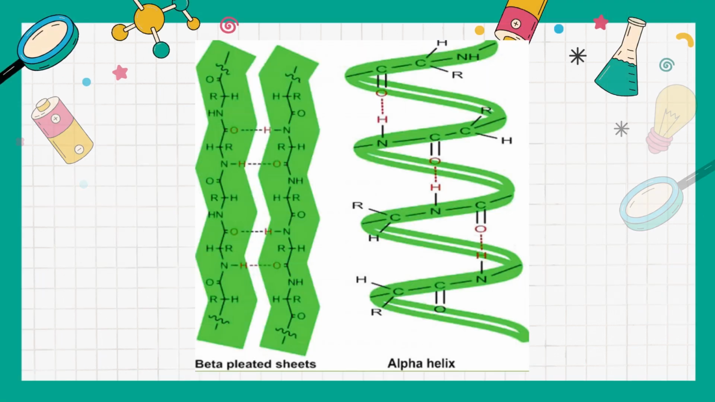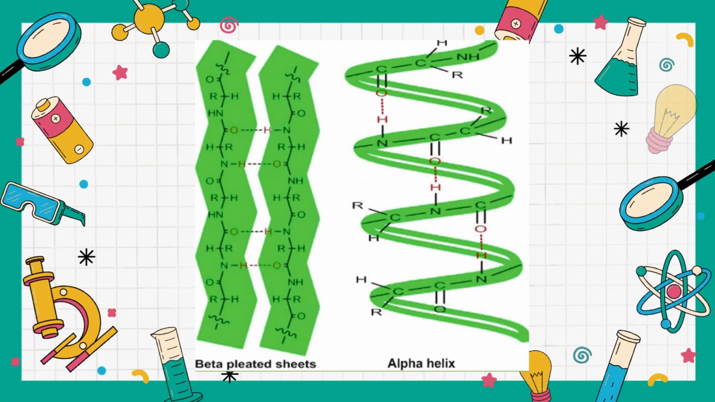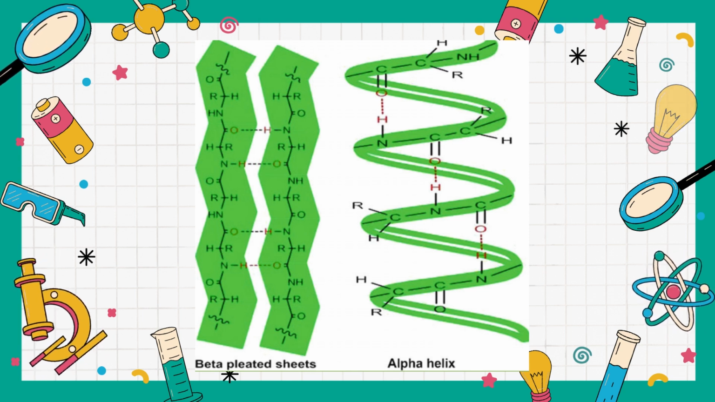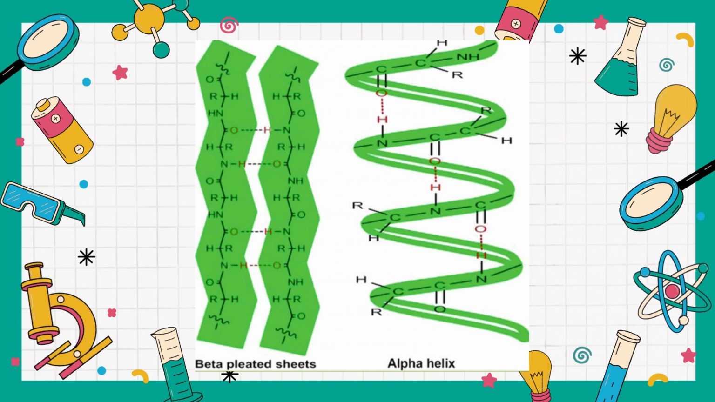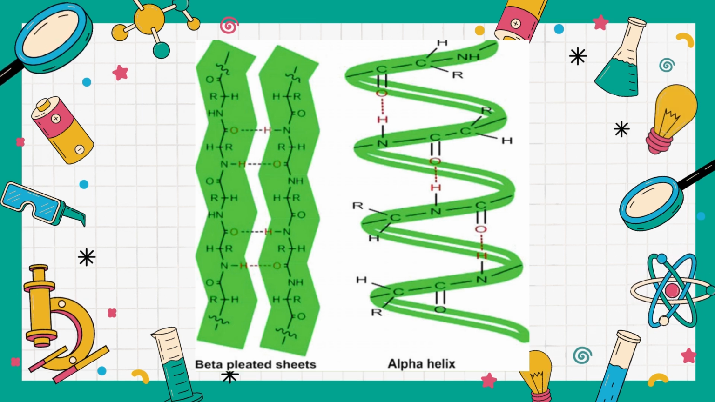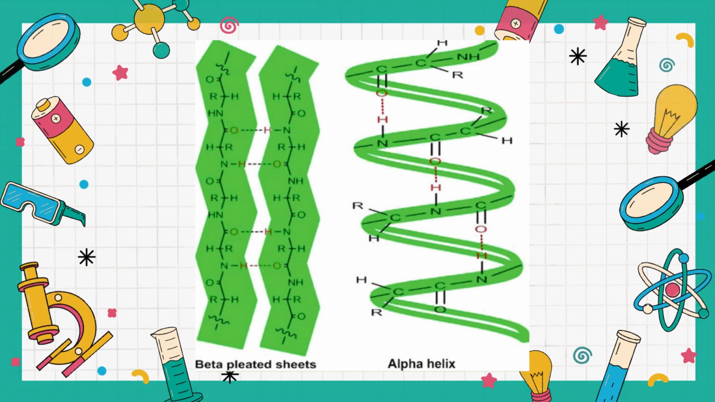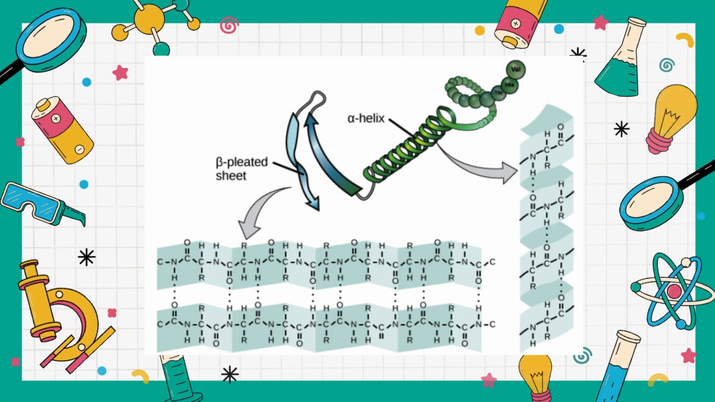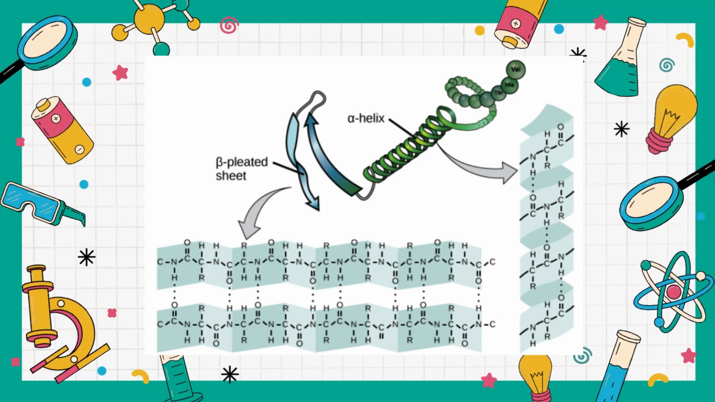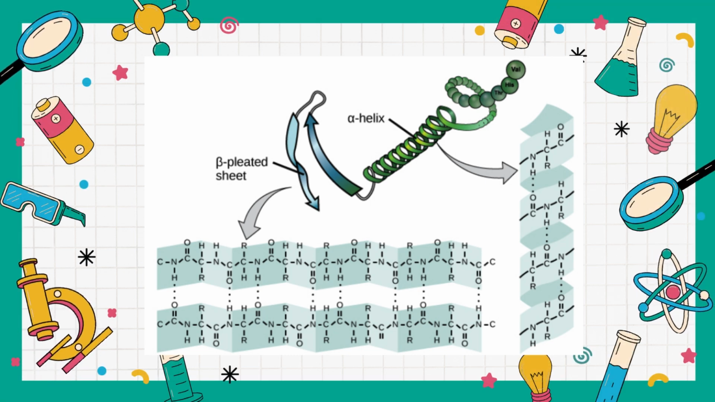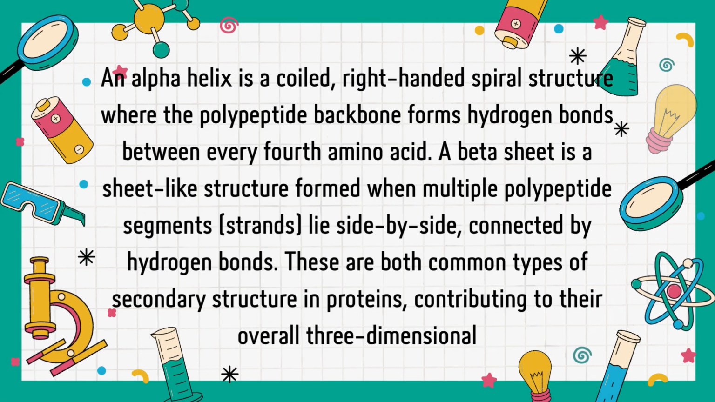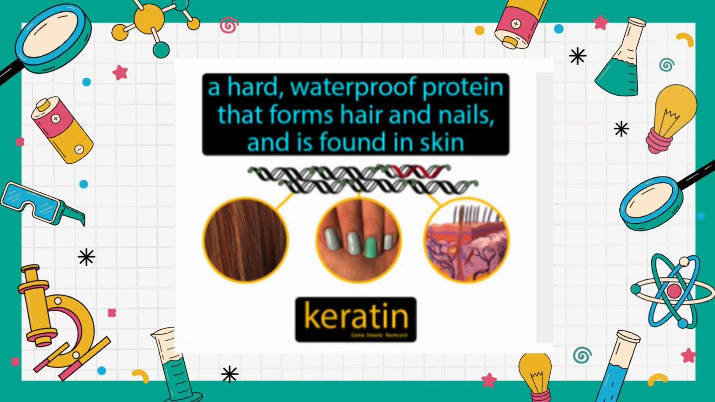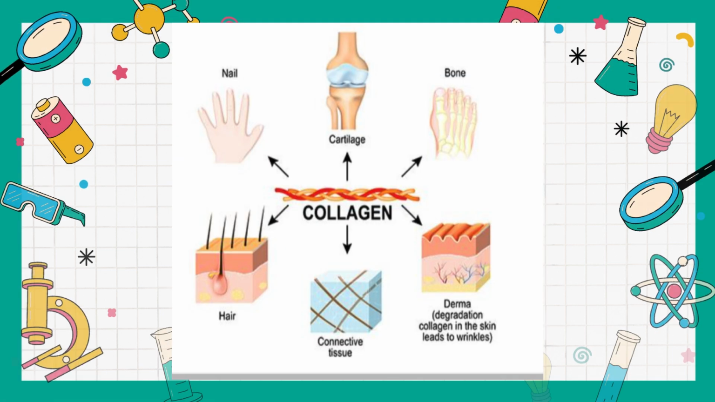An alpha helix is a coiled, right-handed spiral structure where the polypeptide backbone forms hydrogen bonds between every fourth amino acid. While a beta sheet is a sheet-like structure formed when multiple polypeptide segments lie side by side, connected by hydrogen bonds. These are both common types of secondary structure in proteins, contributing to their overall three-dimensional shape. Examples of proteins with secondary structures include keratin, found in hair and nails, and collagen, a fibrous protein in connective tissues.